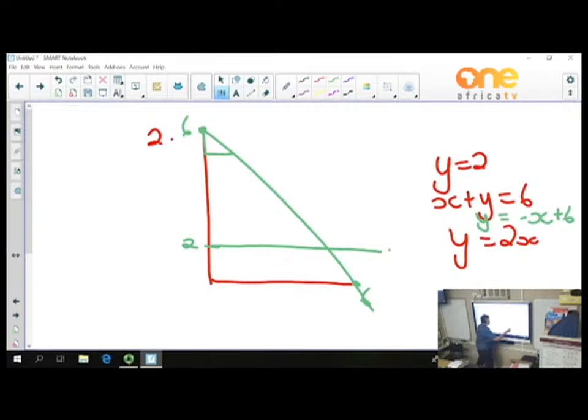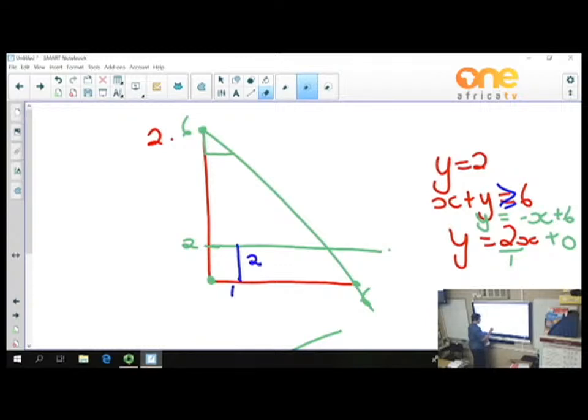What about this one? There is no C, which means that line starts here at 0. What is the gradient? Delta y over delta x, 2 over 1. There's the 2 and there's the 1, so this is the line. And then let's just get the inequalities. So y is more than or equal to 2, and the last one, y less than or equal to 2x.